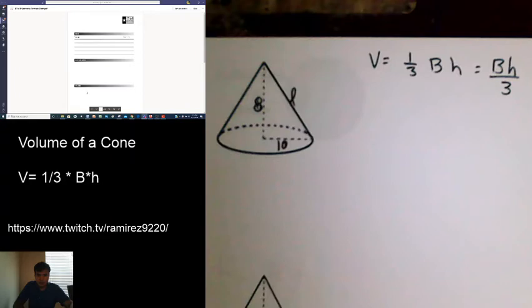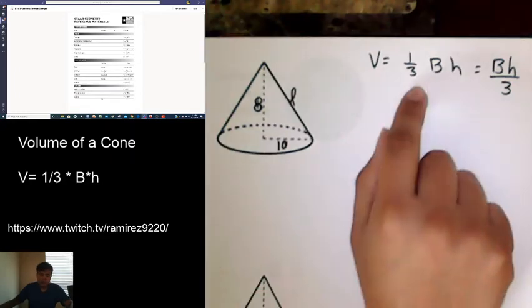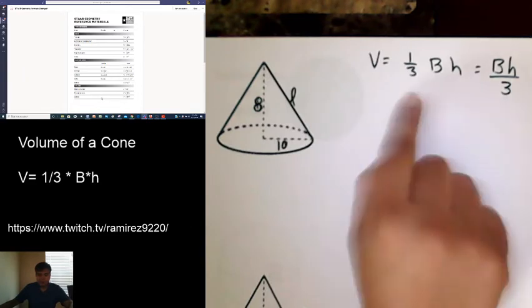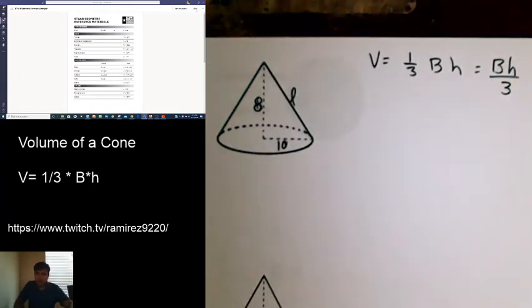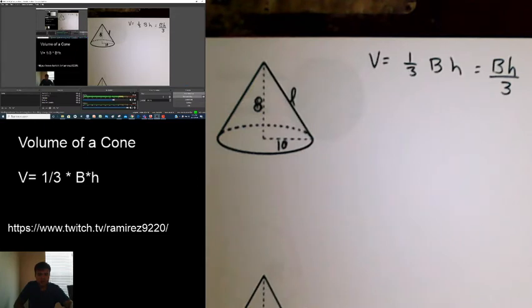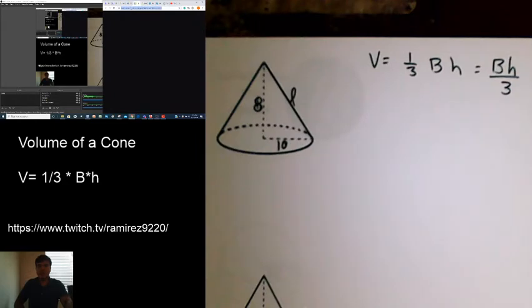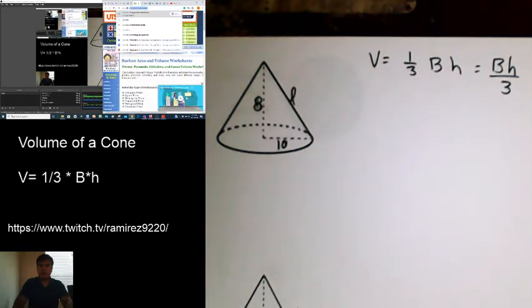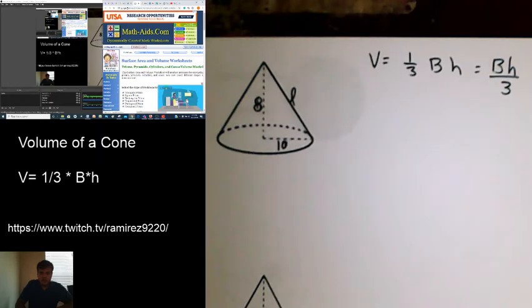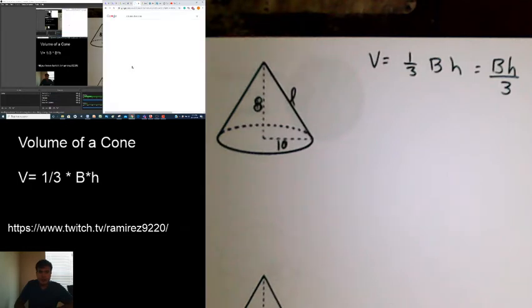Now I know it's kind of small, but I went ahead and wrote down the formula. This formula works for both pyramids and cones. If you don't have access to this, just keep in mind you could always go online and type in volume of a cone, and it gives you a formula that you could look at. All right, so let's get to it.